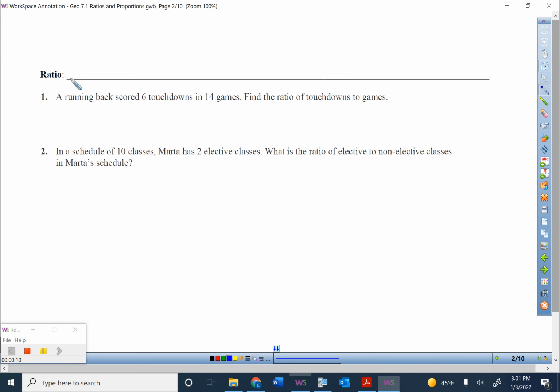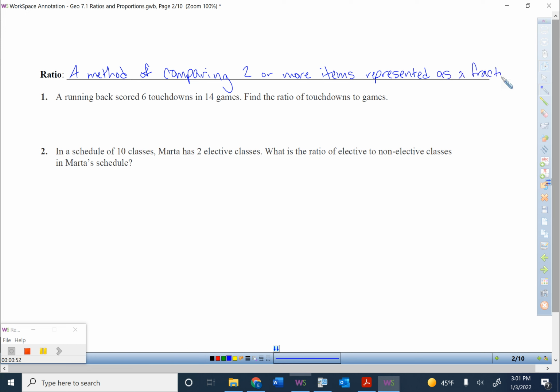Okay, so a method of comparing two or more items. And a lot of times this is represented as a fraction. Okay, but it can also be represented with a colon, and I'll show you both ways as we get through some examples here.